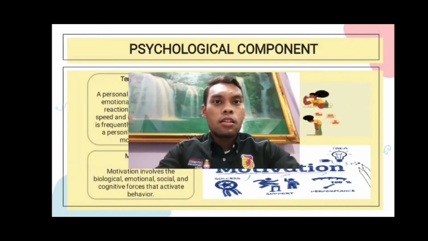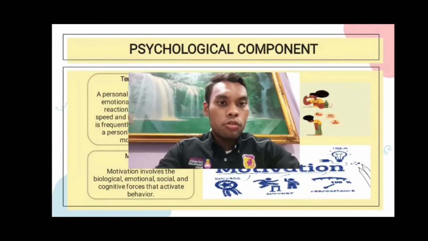Okay, next, temperament. Temperament is a personality trait dealing with emotional disposition and reactions, as well as their speed and intensity. The phrase is frequently used to indicate a person's current mood or mood patterns. Next, we move to motivation. Motivation involves the biological, emotional, social, and cognitive forces that activate behavior.